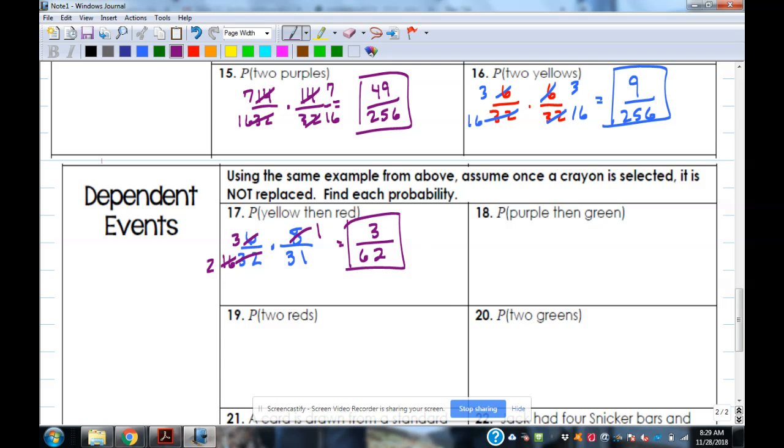It really doesn't matter if you cross cancel. If you just want to multiply straight across and then reduce it, that's fine too. It works the same way. You should end up with the same answer as far as that goes.